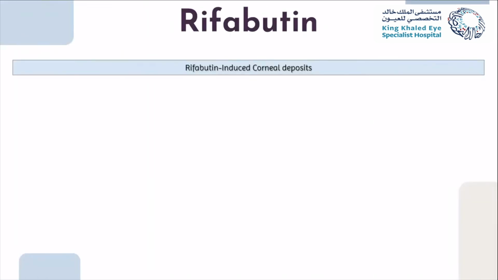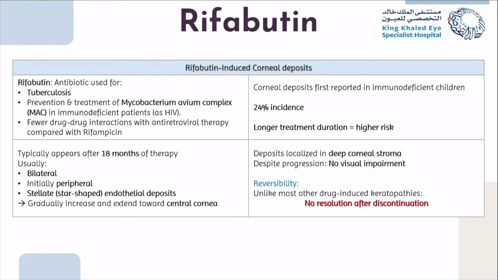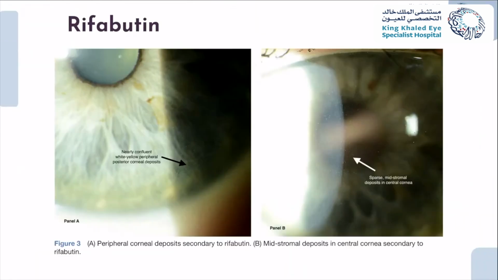Rifabutin is also a medication used for the treatment of TB, and it was first reported in immunocompromised children. Actually, rifabutin is used for TB patients who are immunocompromised because of the lower drug-drug interaction compared with rifampicin. It can cause bilateral and initially peripheral corneal deposit, and it's not reversible after discontinuation. This is a picture of the corneal deposit.